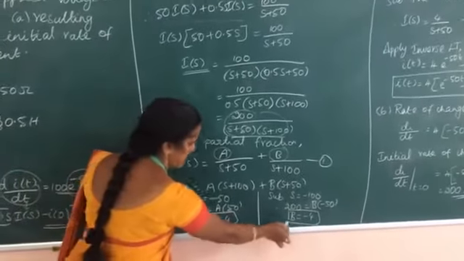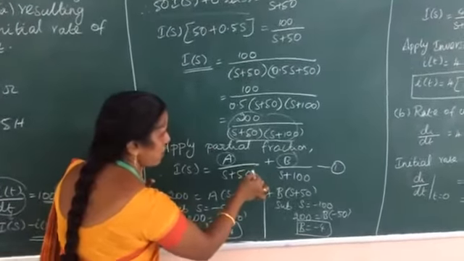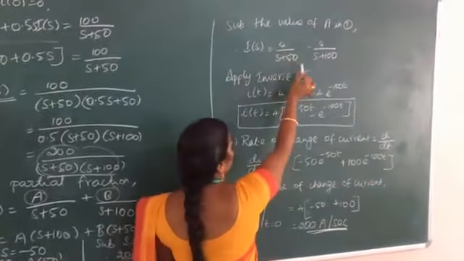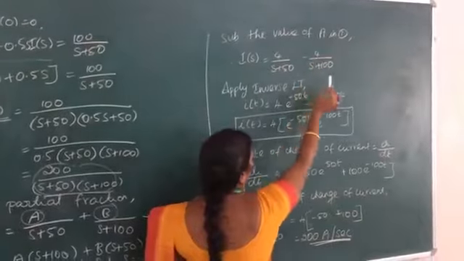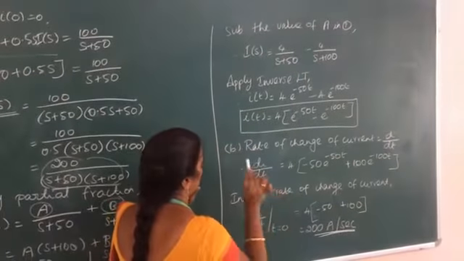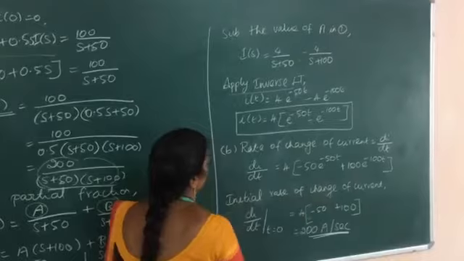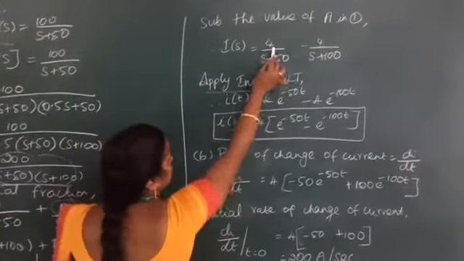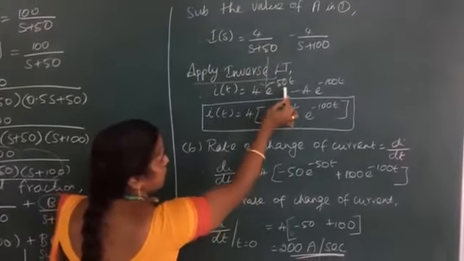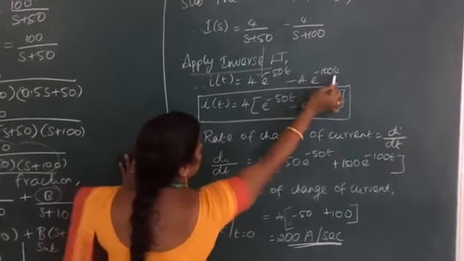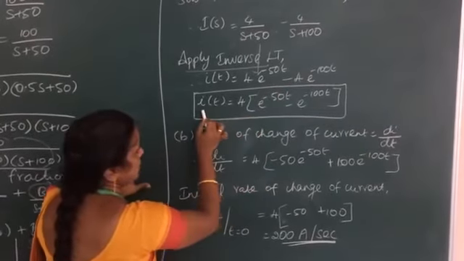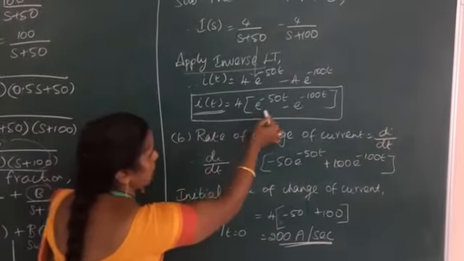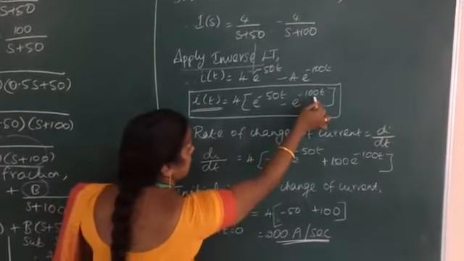So after finding the constants a and b, we have to substitute the values in the first equation and write what is I of s. So we are getting I of s is equal to 4 divided by s plus 50 minus 4 divided by s plus 100. Third step we have completed. Now we apply the fourth step, that is taking the inverse Laplace transform. So I of s becomes I of t. This is equal to 4 by s plus 50 becomes 4 into e power minus 50t minus 4 into e power minus 100t. You can take 4 outside. So you are getting the resultant current or the transient current for the given circuit as I of t is equal to 4 into e power minus 50t minus e power minus 100t.